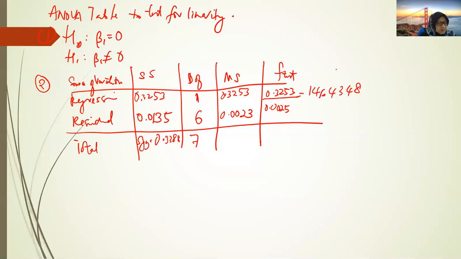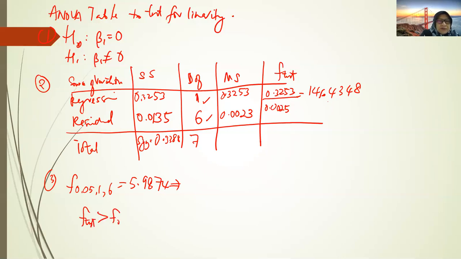Okay, so this is what you will get, and then we will compare this value with the critical value. The F critical value at 5%, so 0.05, with 1 and 6 degrees of freedom, is 5.9874 from the table. Then we compare this with the F test. From this we can say that the F test is greater than F 0.05,1,6.